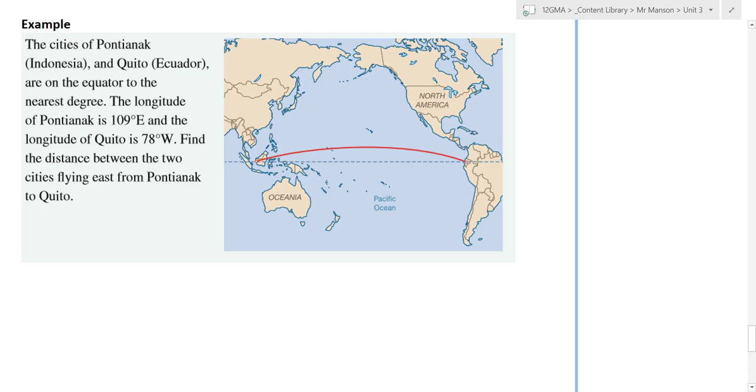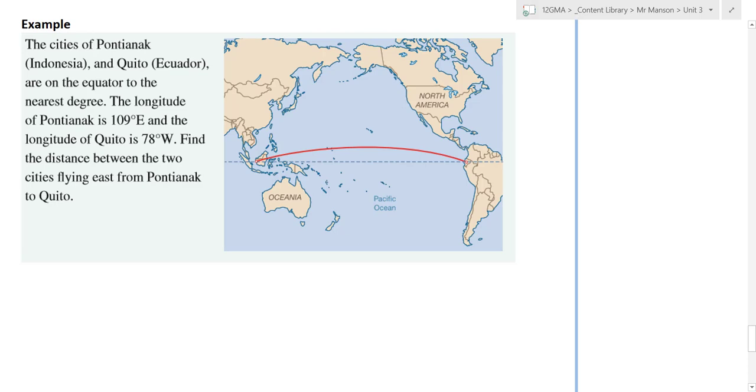So if Pontianak is 109 degrees east, then the distance from Pontianak to the Greenwich Meridian is 109 degrees. The distance from Quito to the Greenwich Meridian, which is here, is 78 degrees. If I add those two together, what do I get? 187 is the distance from those two in the opposite direction to what we want.